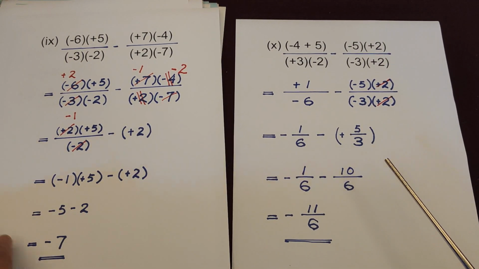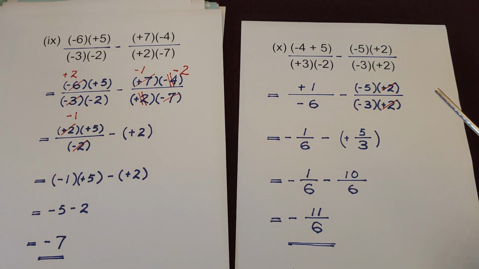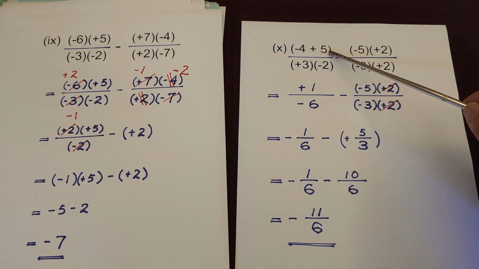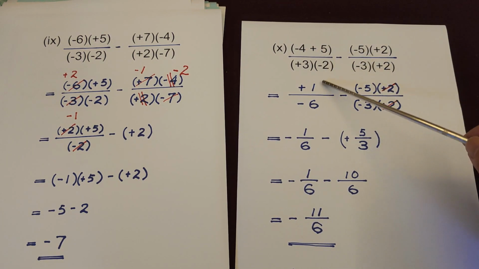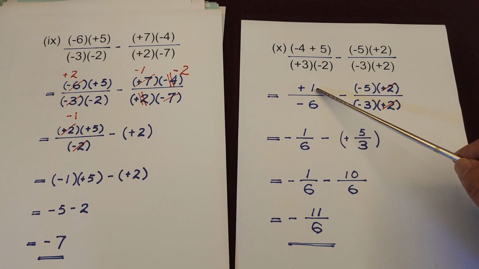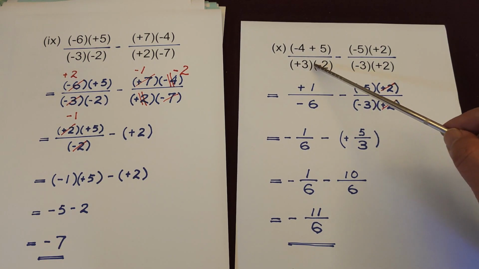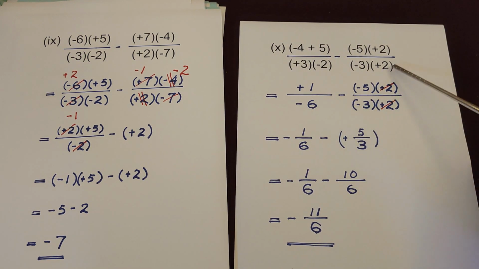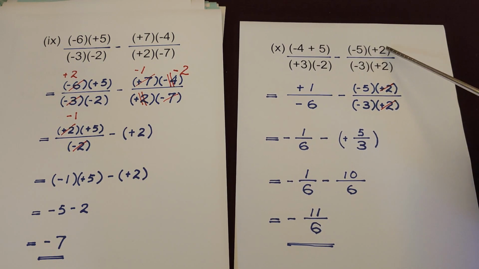Finally, we come to the last one. Here, we see that at the numerator, there is a negative 4 and positive 5. Then by adding these two together, we have positive 1 as the result. Okay, and the product here, because these two signs differ, we have a negative sign here, and the product is 6.